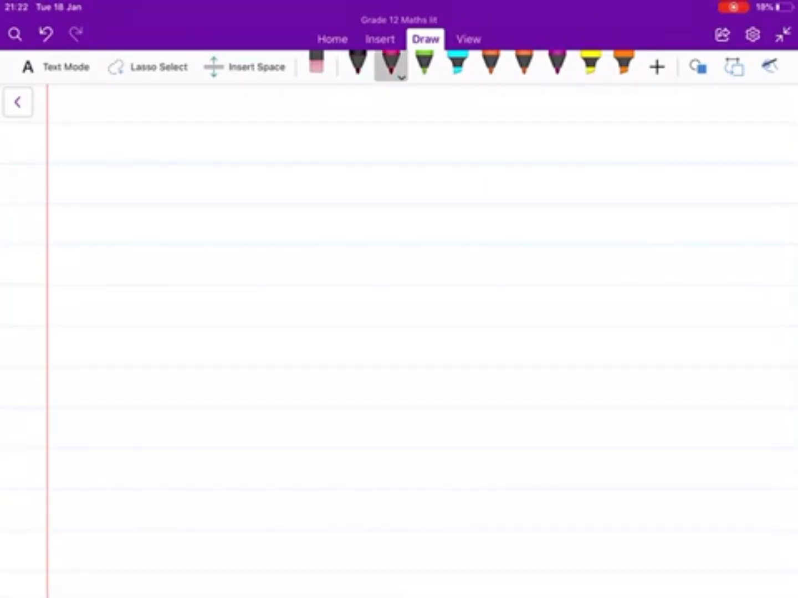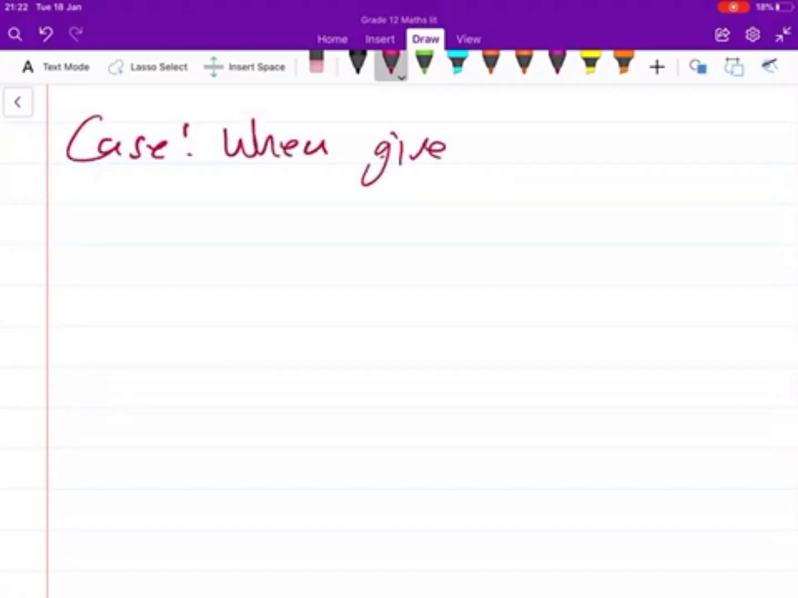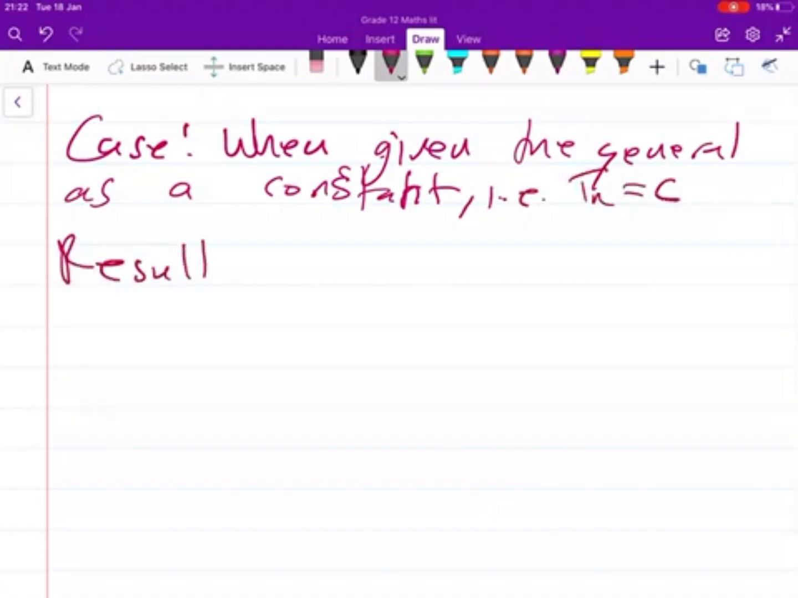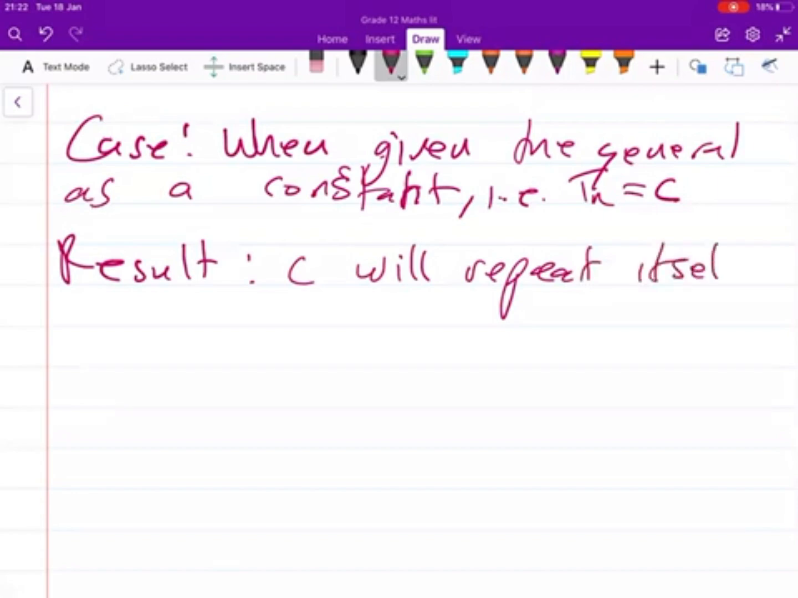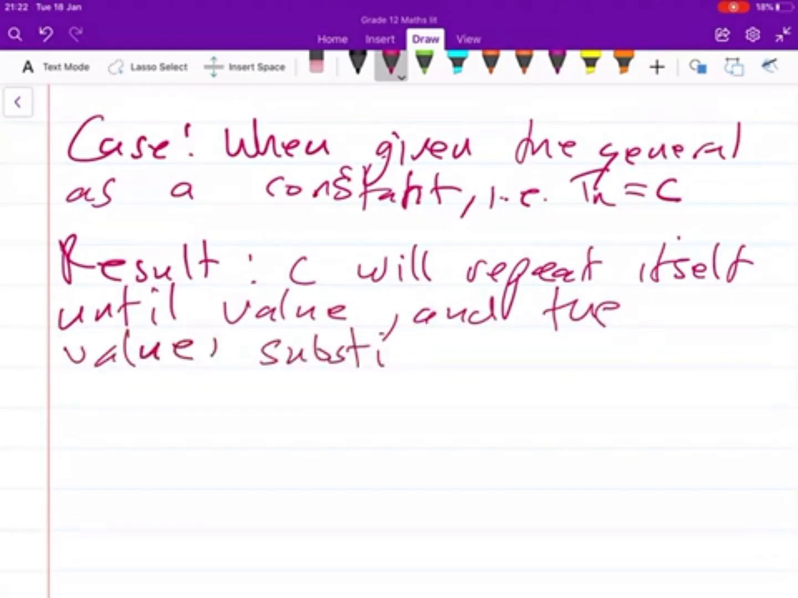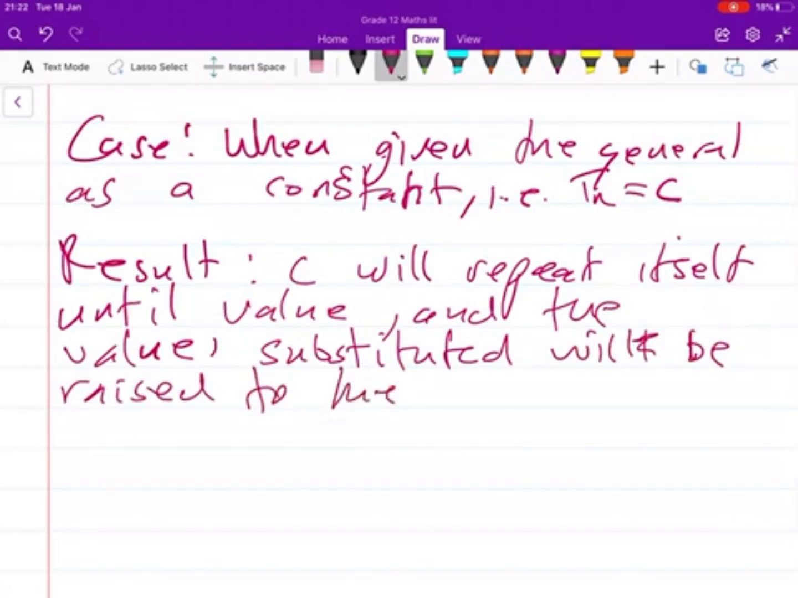We want to deal with a situation now where you are given the general formula as a constant, that is when Tn equals C. The result will be that C will repeat itself until the last value, and the values substituted will be raised to the exponent 0. Very important for you to understand.